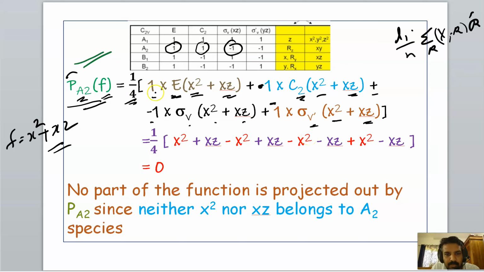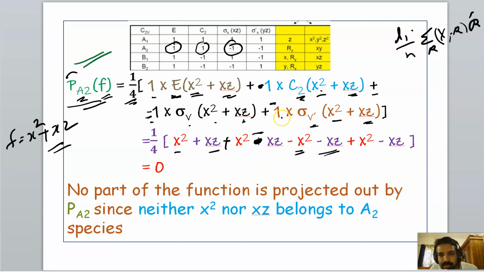Then it becomes 1 into E has no change, therefore x square plus xz. C2: x square is equal to x square itself, therefore it is plus x square. But xz becomes minus xz. Here also it is 1, so it is minus xz. Next is minus 1 into sigma v, x square. So it is minus x square, and sigma v on xz has no change, therefore xz is xz, but there is a minus here, therefore it is minus xz.